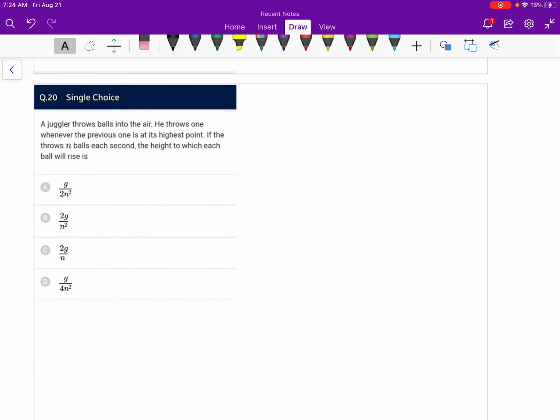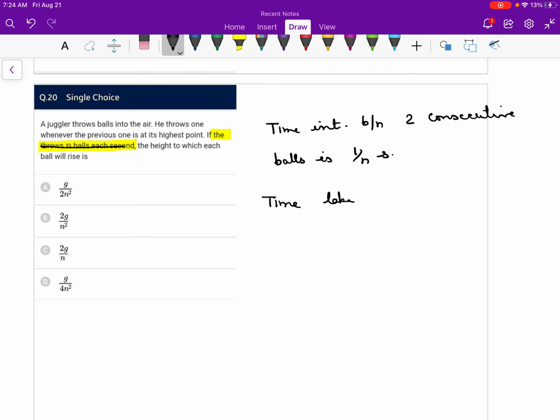A juggler throws balls into air. He throws one ball whenever the previous one is at its highest point. If he throws n balls each second, that means the time interval between two consecutive balls is 1 by n seconds, and he throws the ball when the previous one is at highest point. So time taken to reach highest point is 1 by n seconds.